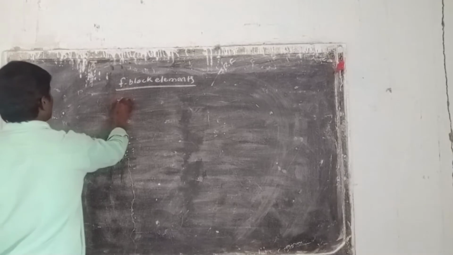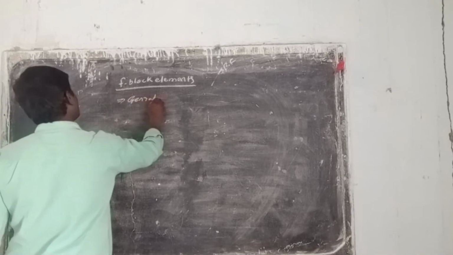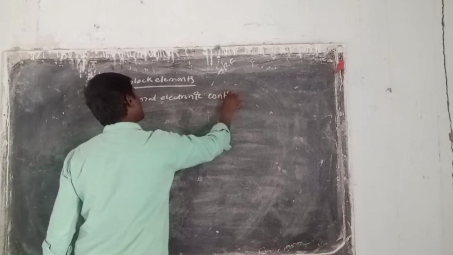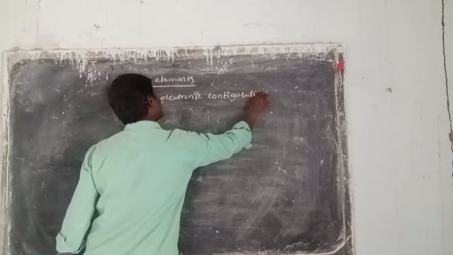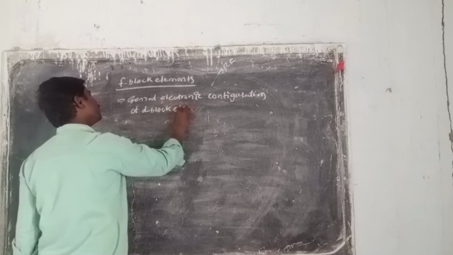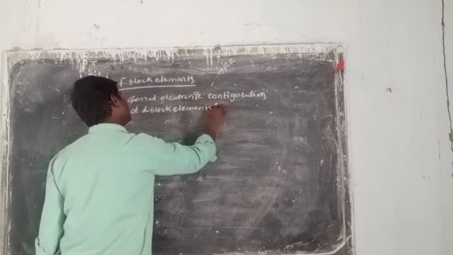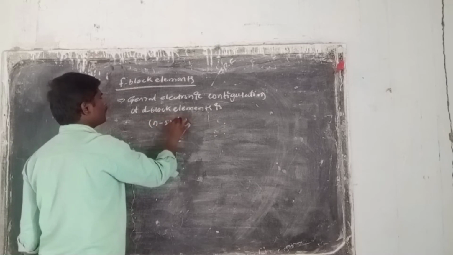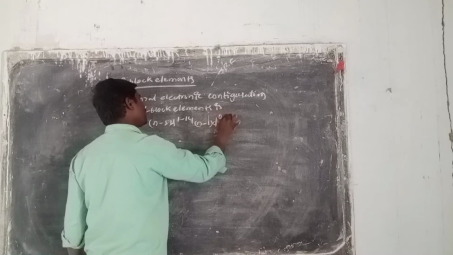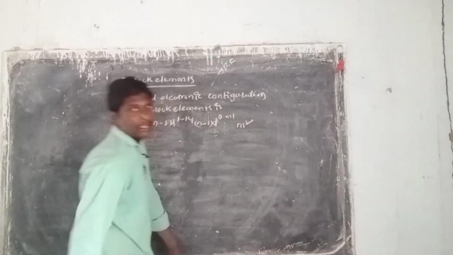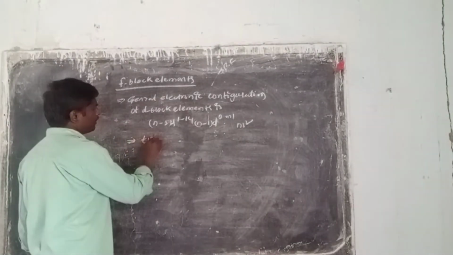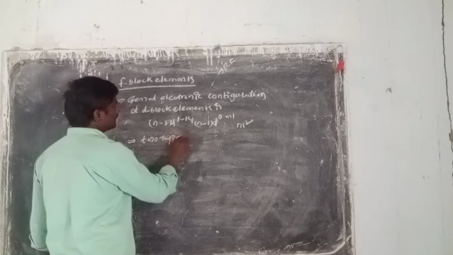Now the general electronic configuration of F block elements is (n minus 2) f 1 to 14 (n minus 1) d 0 or 1 ns2. F block elements have two types of series.